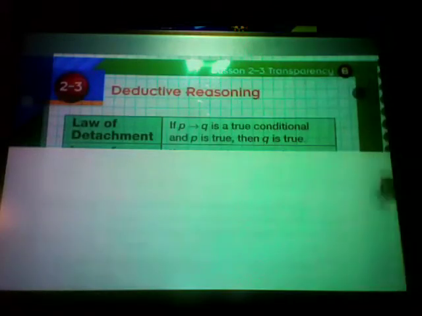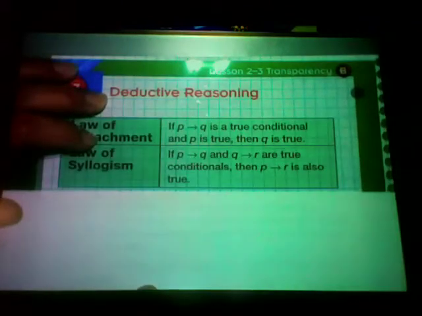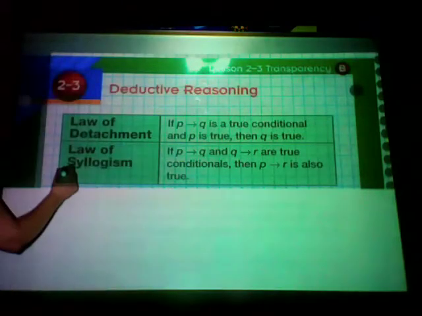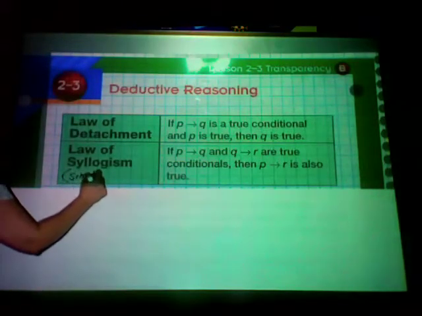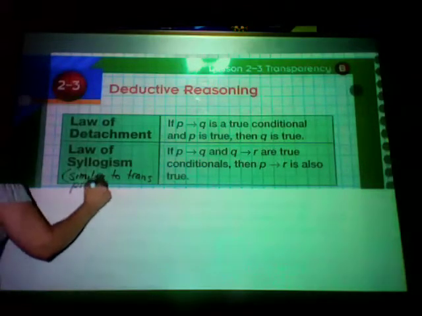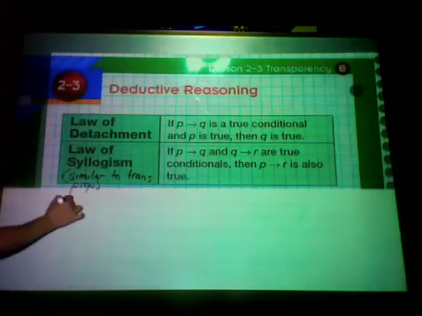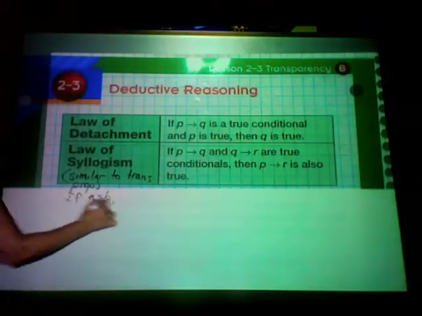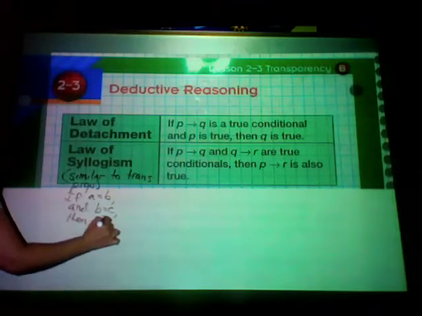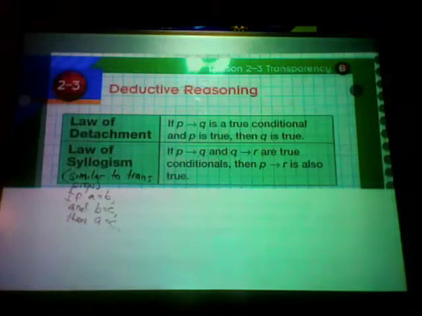Did you not write it down? You're slow. Alright, so here's law of syllogism. The law of syllogism is very, very much like the transitive property. So you might want to put over here, similar to transitive property. Remember that's if A equals B and B equals C, then A equals C, right?